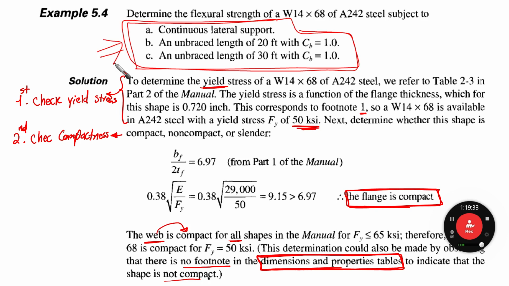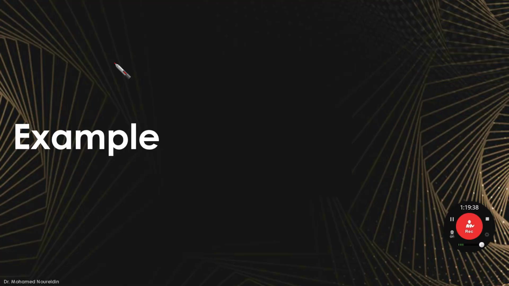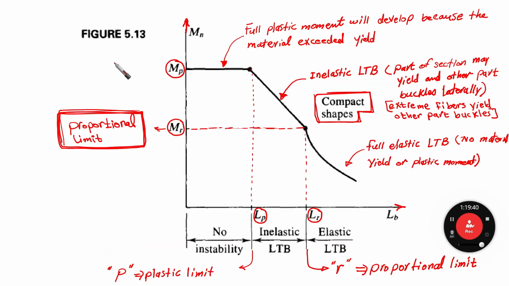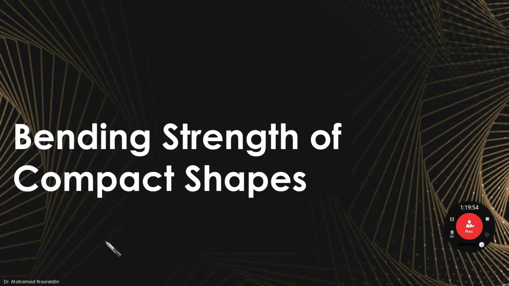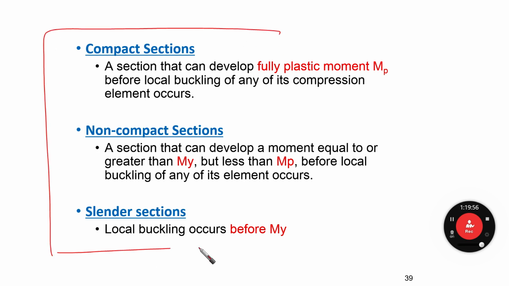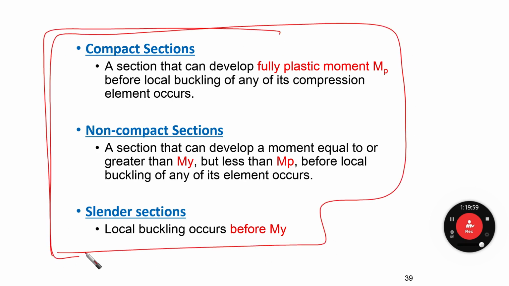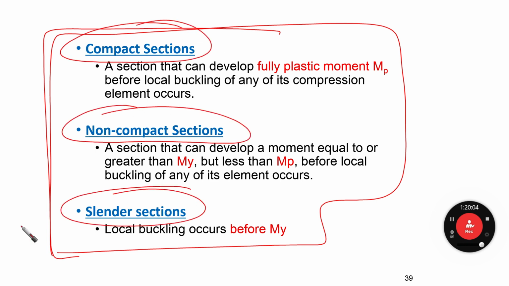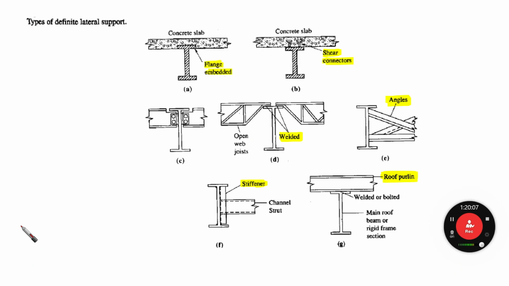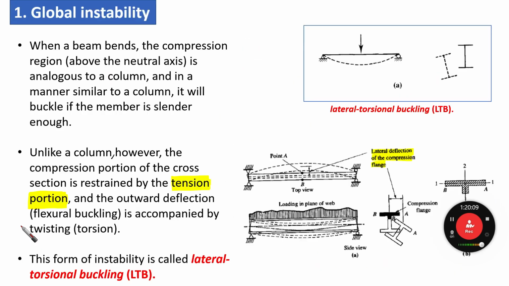So this brings us to the end of this video. I hope that you have understood everything that I've explained. Please remember that this slide is very important for you. Try to focus on this graph, and also the definitions. Try to focus on understanding the meaning of compact, non-compact, and slender sections. And finally, remember the global and local instability issues that I have explained.